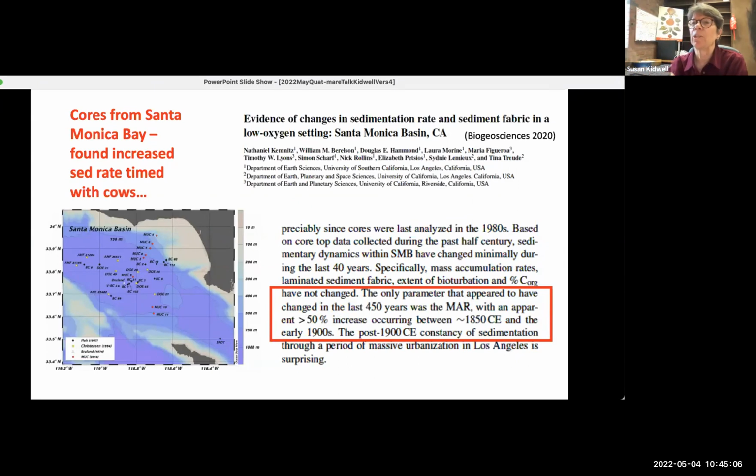Now, the great thing is, still that was a correlation. The great thing is some guys in California went off and they cored off of the Los Angeles and Santa Monica shelf. And although they weren't looking for it, the only change they could find in the last 450 years was in the mass accumulation rate of the sediment, with an apparent greater than 50% increase occurring between 1850 and the early 1900s. And this constancy of sedimentation is because, of course, increasing urban agriculture and urban use, but increasing concreting and paving. So anyway, we didn't have to go and test this, but this is a first appearance of mud, not just in local estuaries and bays, but all across the continental shelf, out to the shelf slope break, and over 400 kilometers of California shelf.